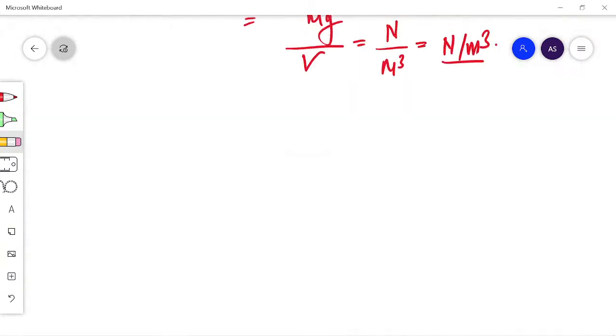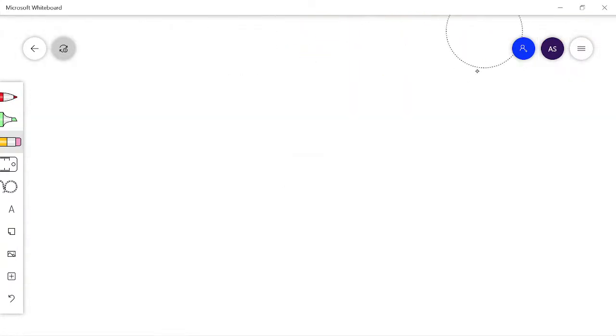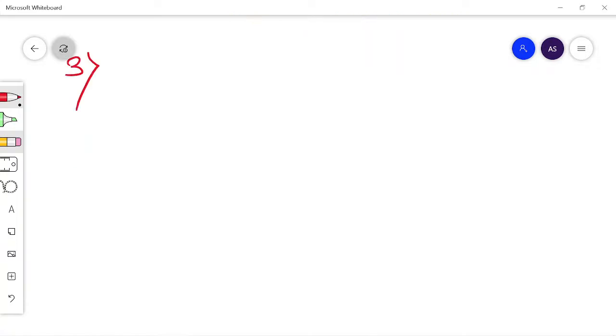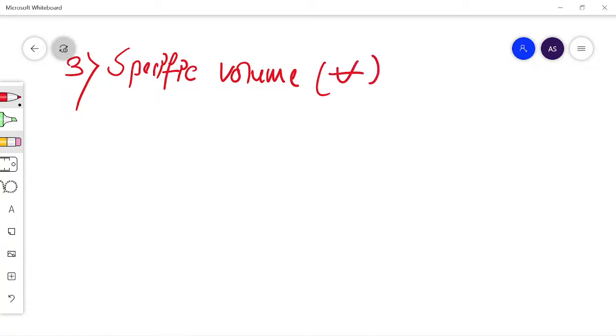The third quantity we have is specific mass, specific density, and then the specific volume. This is the specific volume.